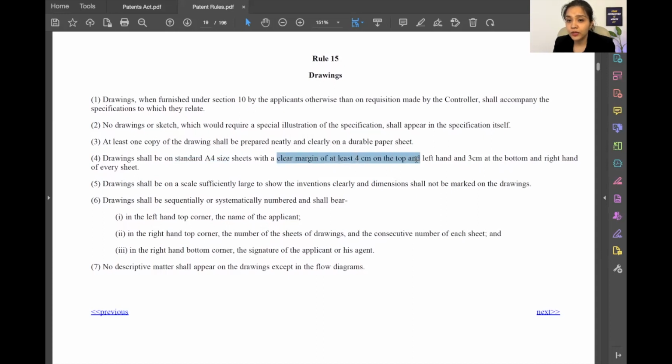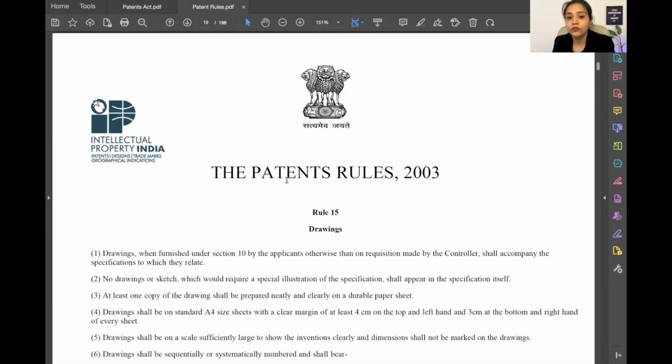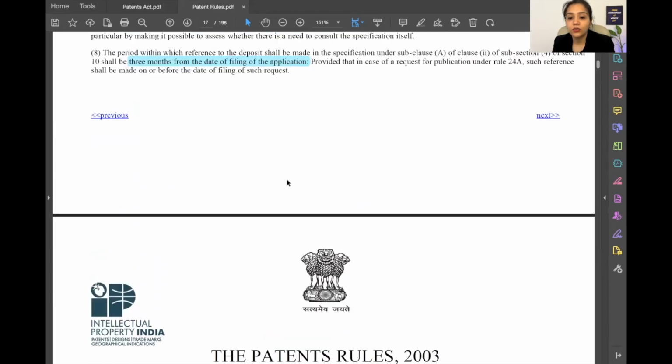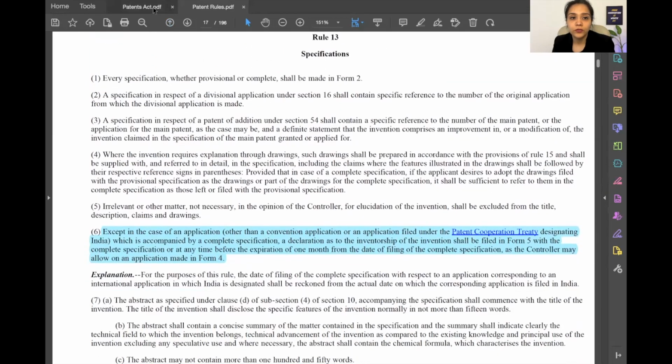What margins should be kept on the top, left, bottom, and right side of the sheet? What are the requirements, like where the applicant name comes, where the sheet number comes, where the signature of the applicant or his agent comes? So I think these also can form part of objective examination. So for that purpose, you should be clear with Rule 15 as well. And as I told you, Rule 13 is again very important for the purpose of objectives.